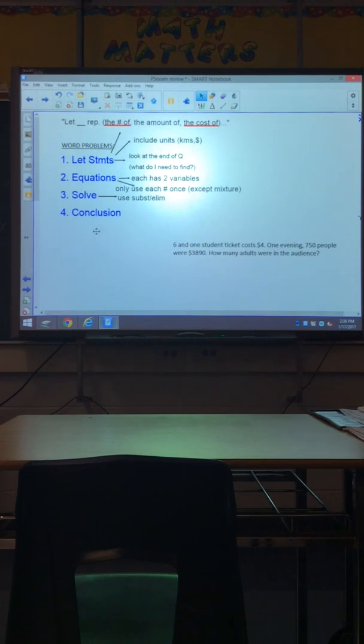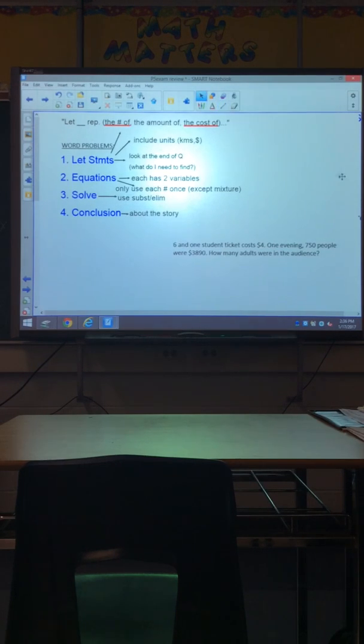And then finally, make a conclusion. Your conclusion needs to be relevant. It needs to have to do with the question, about the story. Don't say "therefore the POI is," because you won't get any marks for that. It has to be about the story. We sold however many adult tickets and student tickets, for example.